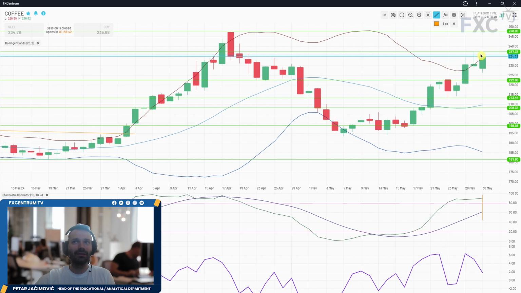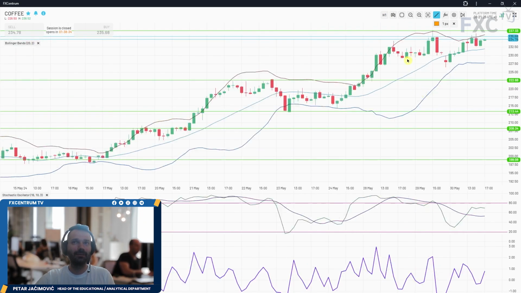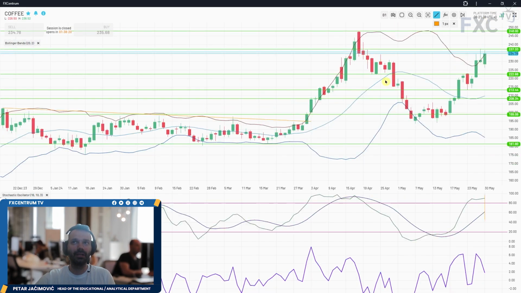So this can be interesting if the market can break and hold above 237.33. I see potential for the retest of 248, short-term speaking. On the hourly time frame also, there was this pullback, but then market regained and now it's closed near the high and around the upper Bollinger Band on the hourly time frame. So an eventual rebreak of this level can be a good confirmation for the upside continuation.